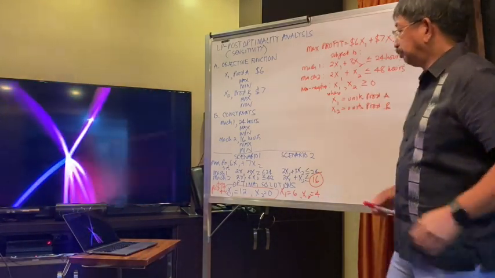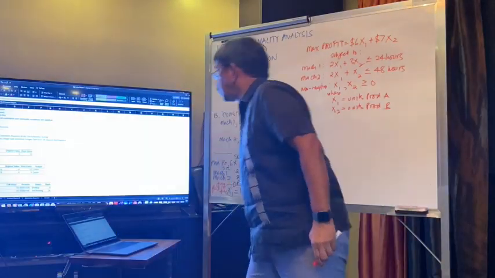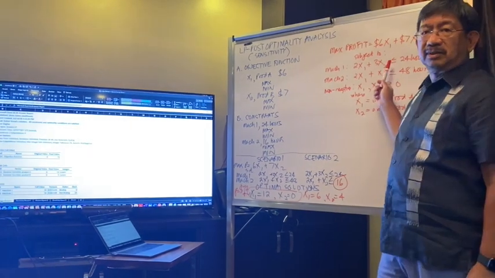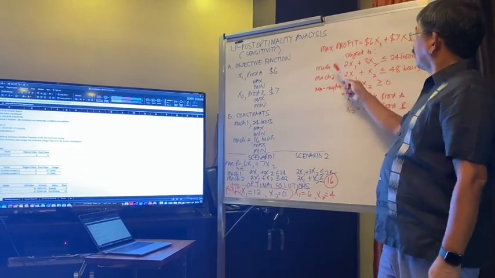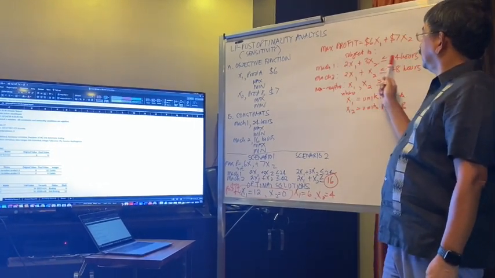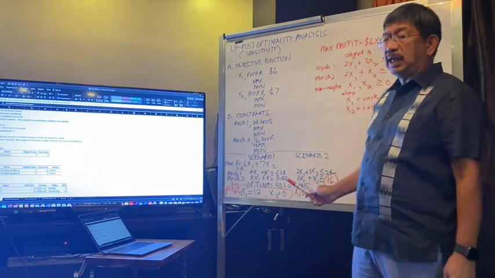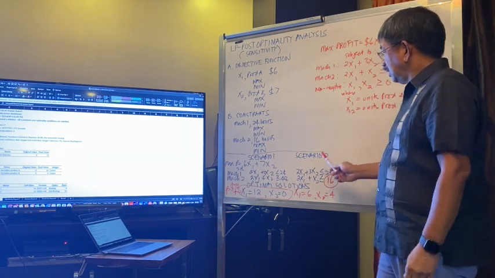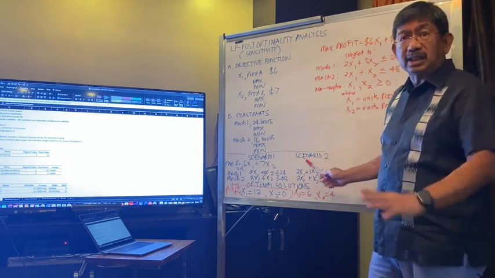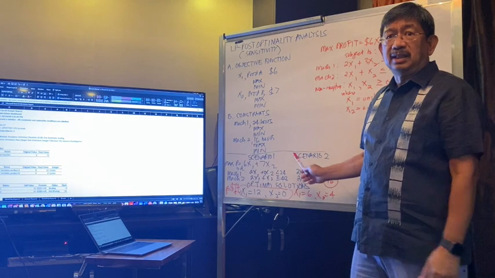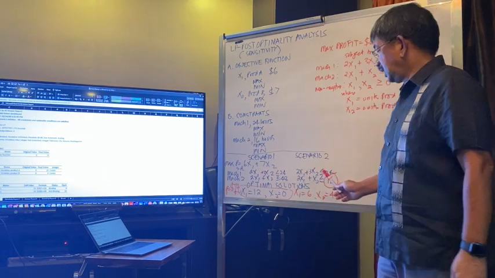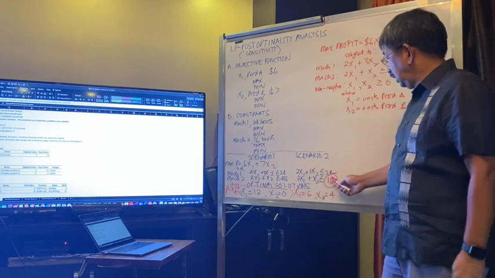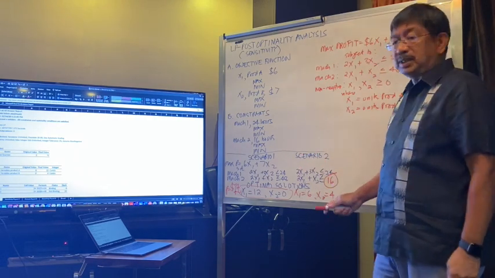I'm going to show you two scenarios. The first scenario is this: machine 1 has 24 hours, machine 2 has 48 hours. Now, I revised the constraint very slightly to arrive at the two scenarios, and there's a big reason why I am showing you two scenarios. The only change between scenario 1 and scenario 2 is in the constraint of machine 2.